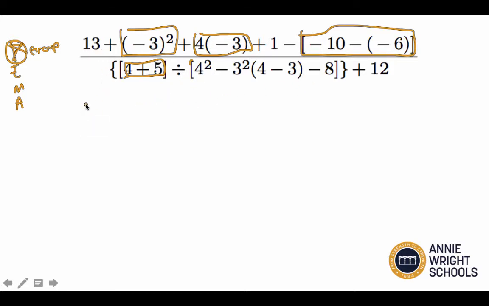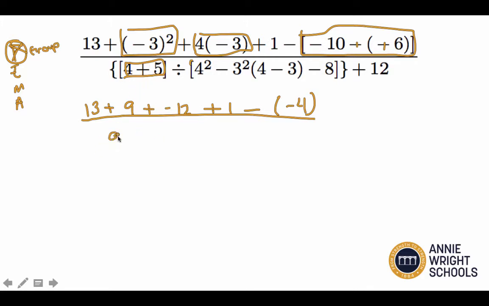So, the first thing, 13 plus 9 plus negative 12 plus 1 minus negative 10 minus negative 6. That becomes negative 10 plus positive 6, so minus negative 4. The denominator looks real messy, but we do this and we get a 9 divided by. And now we've got to deal with this mess.